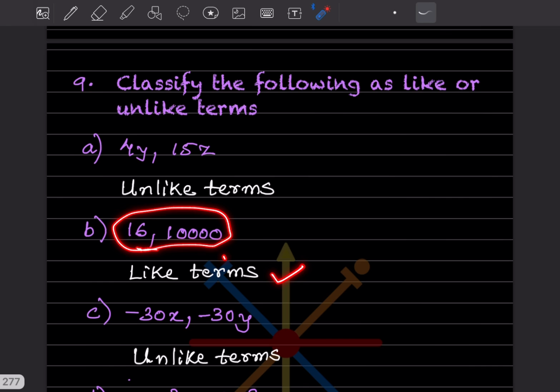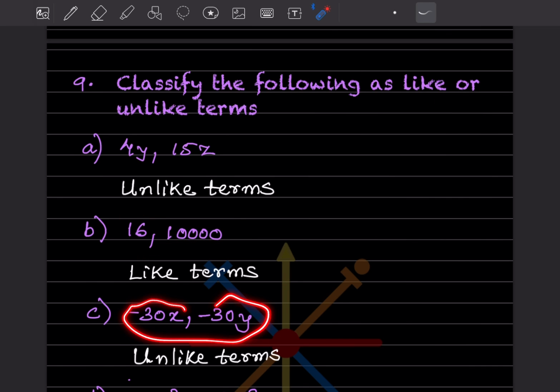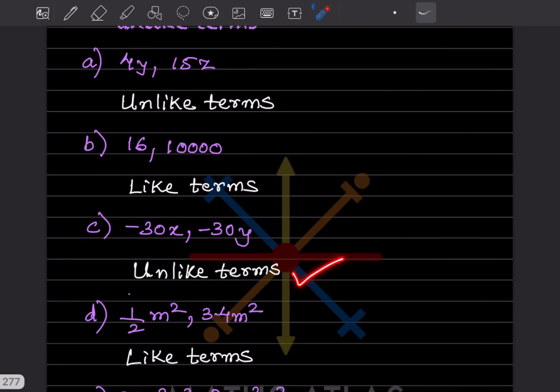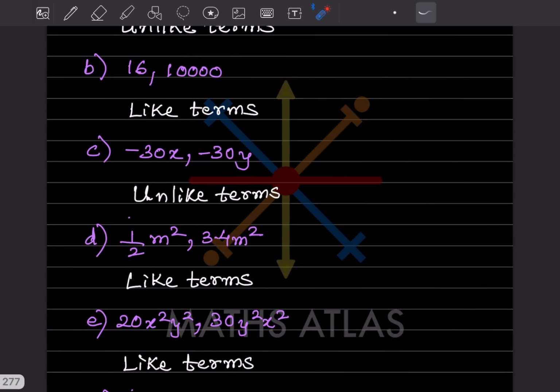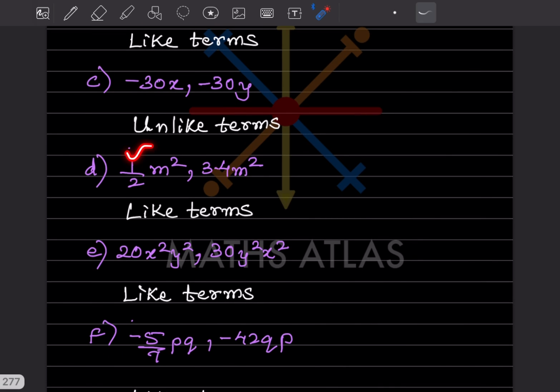There are going to be like terms. Here both x and y, so they are going to be unlike terms. Now both of these are m square, so they are going to be like terms. Here you don't have to see the number, you have to just see the variable. If both are the same, that is going to be like.